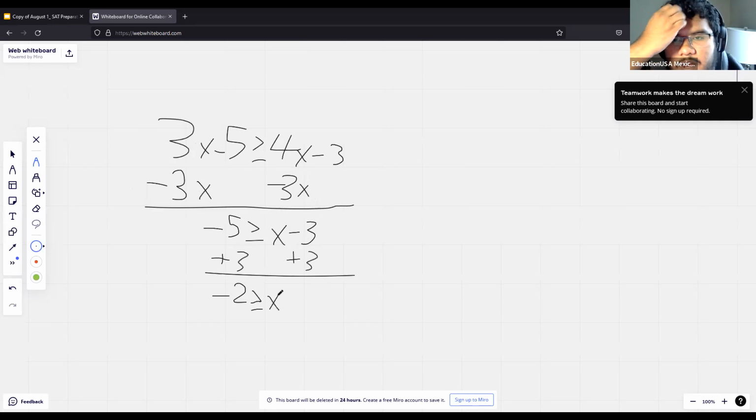You can flip this around to make it easier to read, but you also have to remember to change the direction of the sign. So we end up with x is less than or equal to -2. And that's the solution to the inequality. All numbers that are -2 or below are correct. They're solutions to the inequality.